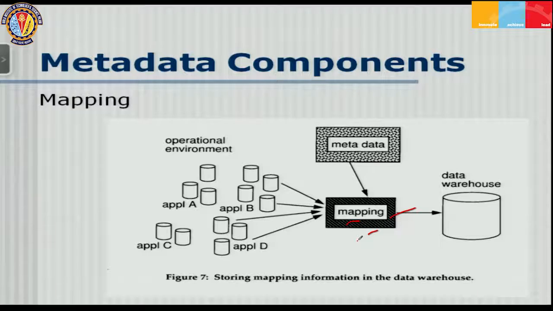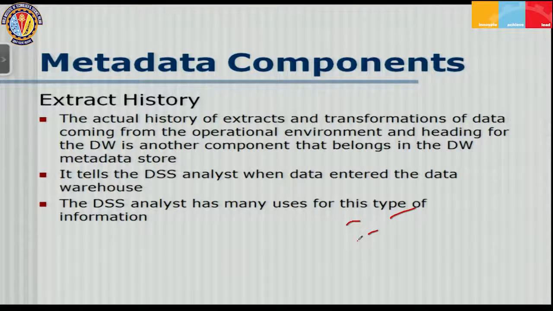So this I've talked about earlier also. From different operational systems, different applications that comprise the operational environment, you do a mapping, and when you do the mapping, all that is collected in the metadata, and the data goes to the data warehouse. Then the second is about history, to extract history as we call it.